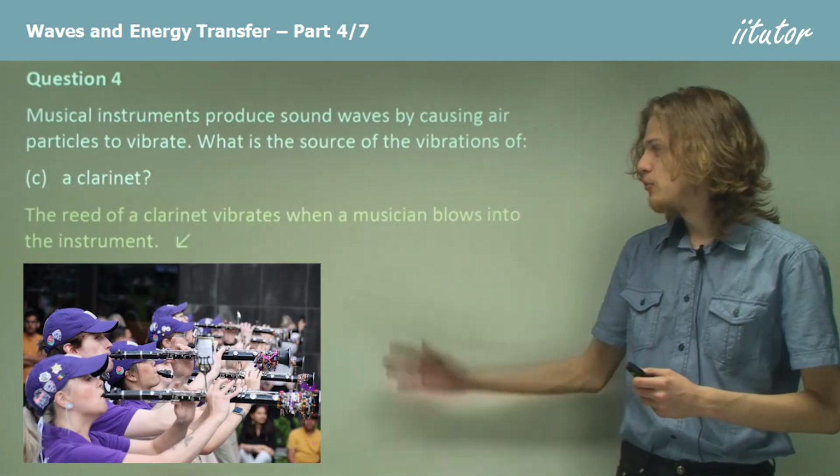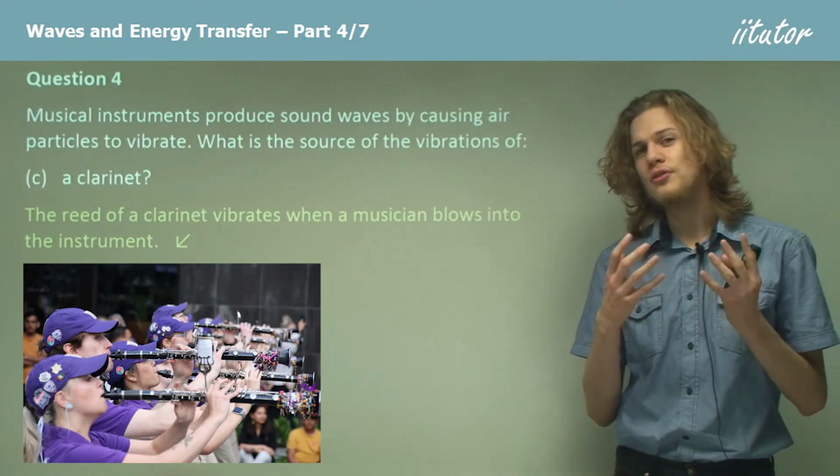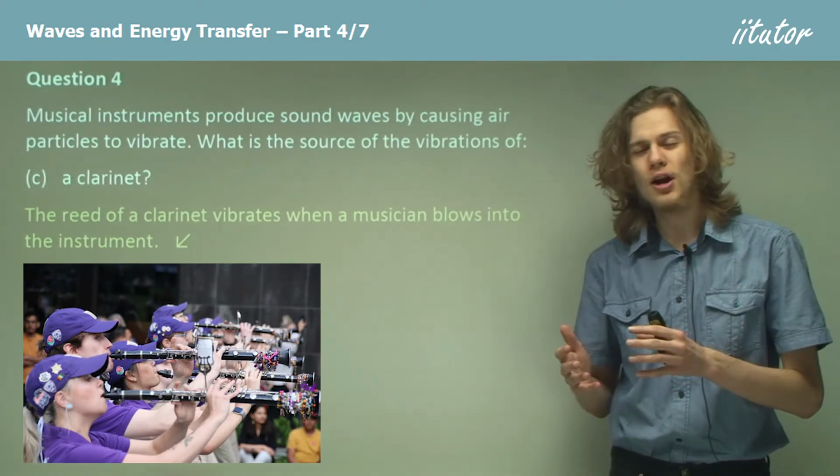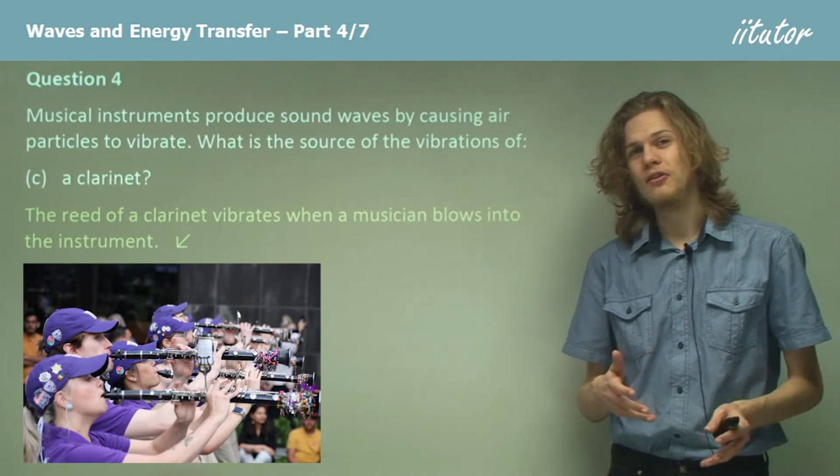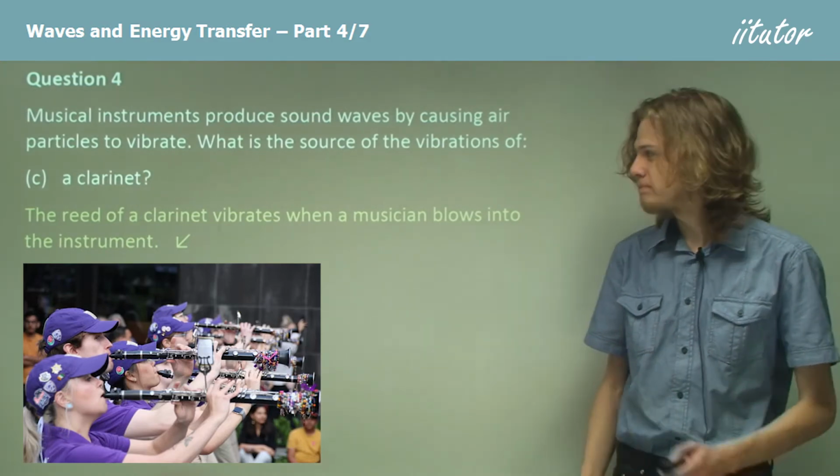So our answer here is that the reed of the clarinet vibrates when a musician blows into the instrument, and that is the source of the vibrations. This is why if the reed of a clarinet breaks, it'll stop working.